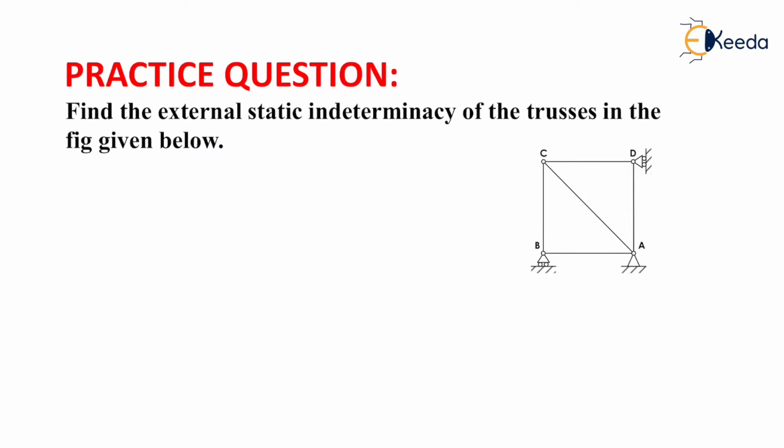The question is written as: find the external static indeterminacy of the truss in the figure given below. Here a truss ABCD is shown. Now we need to determine the degree of external static indeterminacy. We know the formula of external static indeterminacy, it will be equal to R minus S.